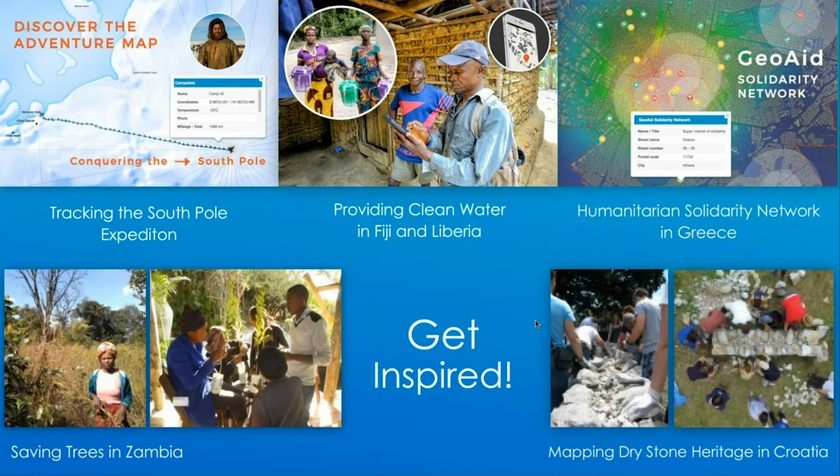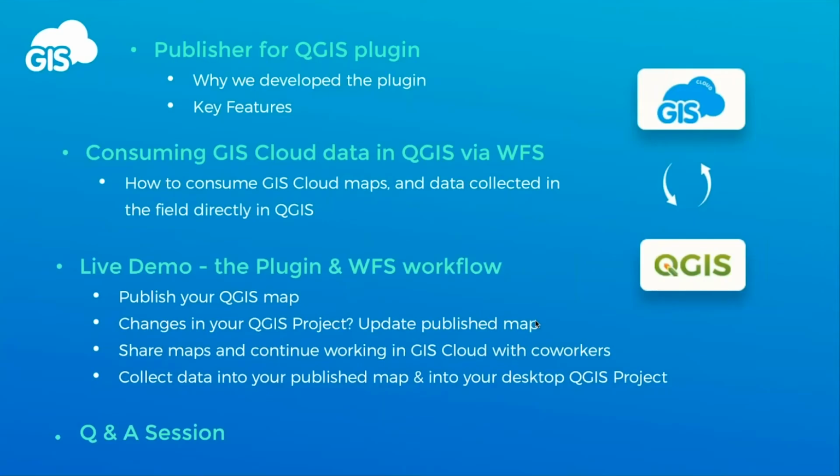So now we can concentrate on our Publisher for QGIS plugin. And today we want to present to you what Publisher can do for you. And also we have another workflow. Once you have used the Publisher to transfer your maps and data into GIS Cloud, then you can also use WFS, so Web Feature Service, to consume your data from GIS Cloud directly into QGIS. And then we will show you a live demo of this entire workflow. We will also show you how you can collect the data in the field and view your collected data features directly in your QGIS project using WFS.